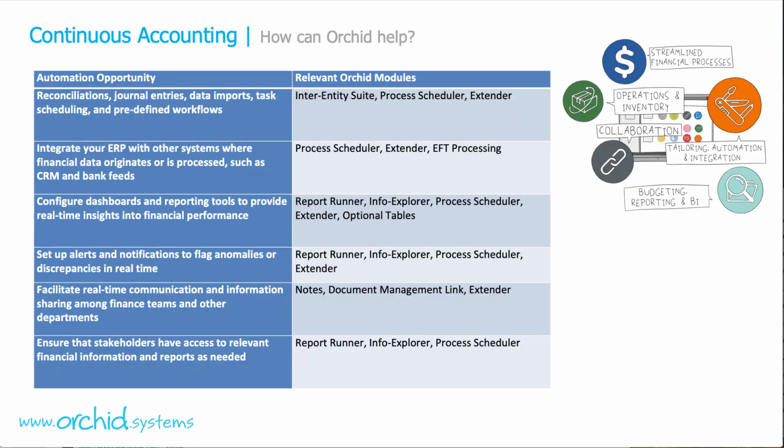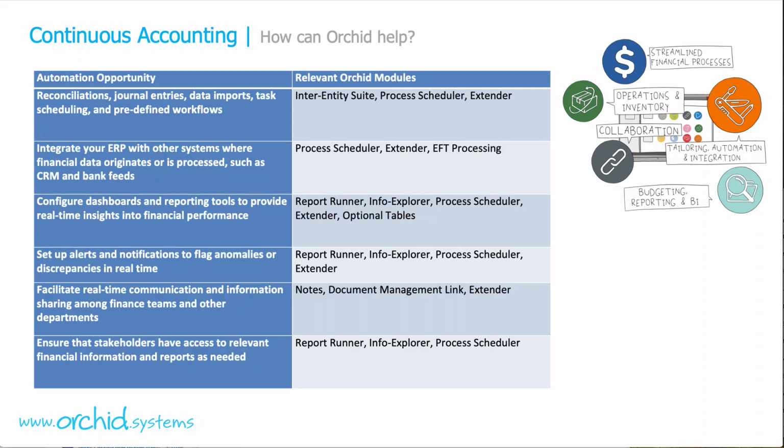Let's look at where Orchid Sage add-ons could help you take that journey. For reconciliations, journal entries, data imports, task scheduling, and predefined workflows, you could look at the Inter-Entity Suite, Process Scheduler, and Extender. To integrate your ERP with other systems where financial data originates or is processed, such as CRM and bank feeds, you could look at Process Scheduler, Extender, and EFT processing.